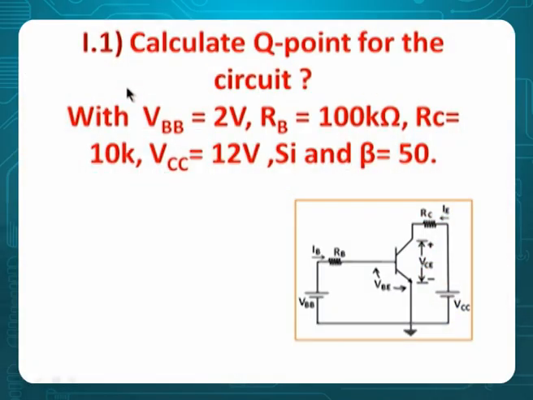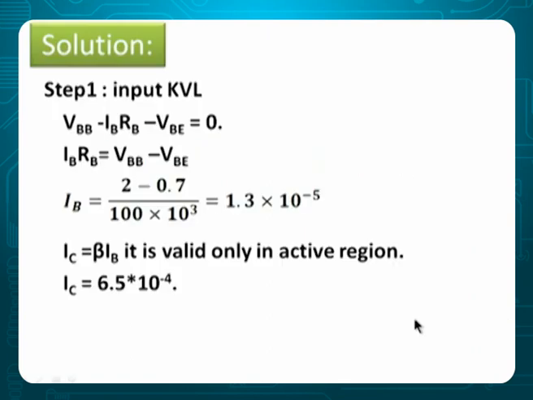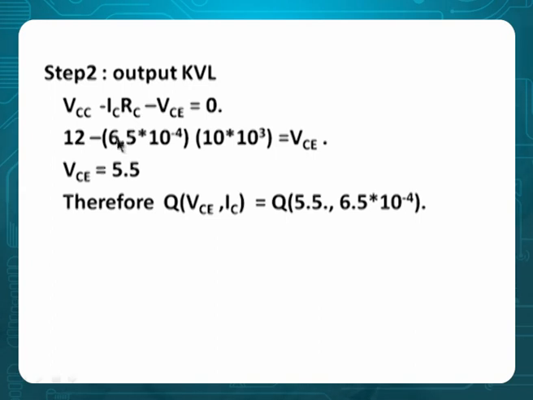Problem 1. Calculate the Q point for the circuit: VBB 2 volts, RB 100 kilo, RC 10 kilo, VCC 12, silicon with beta 50. I call this a 2 battery circuit. If you apply input KVL, VBB minus IBRB minus VBE is 0. From there you can calculate IB, and IC is beta times IB. It is valid because it is the active region. If you apply output KVL, VCC minus ICRC minus VC is 0. From there you can calculate VC as 5.5, and these are the values that we get. This is the Q point, how we calculate.